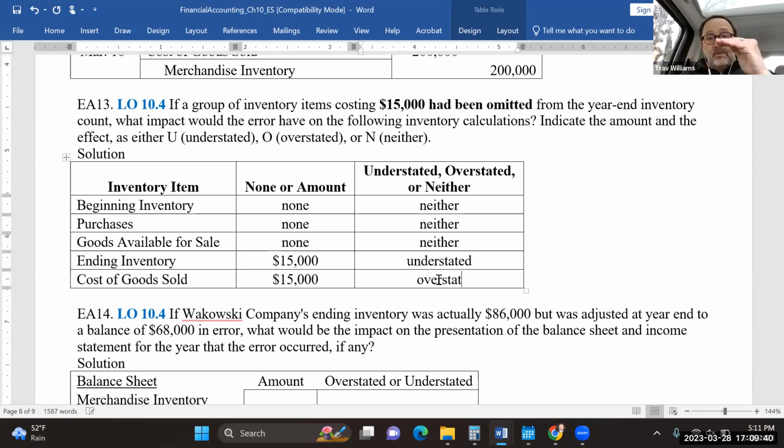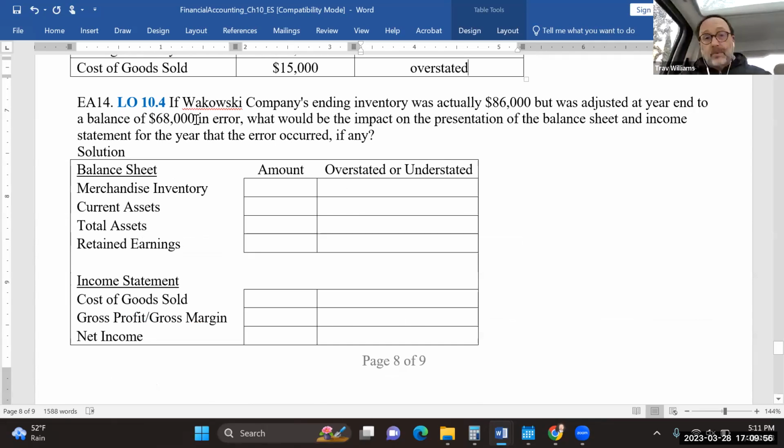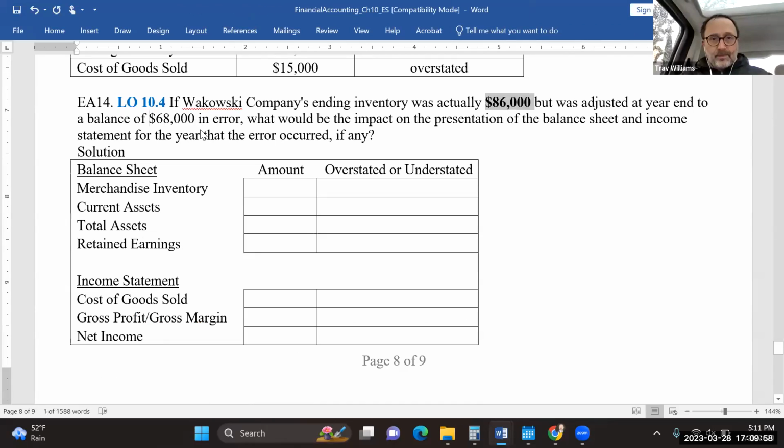And number 14 is similar. Number 14, it says ending inventory was $86,000, but in the accounting records, it showed $68,000. So it was off by $18,000. So how is this going to impact the balance sheet and the income statement? Okay, well, let's think about this.